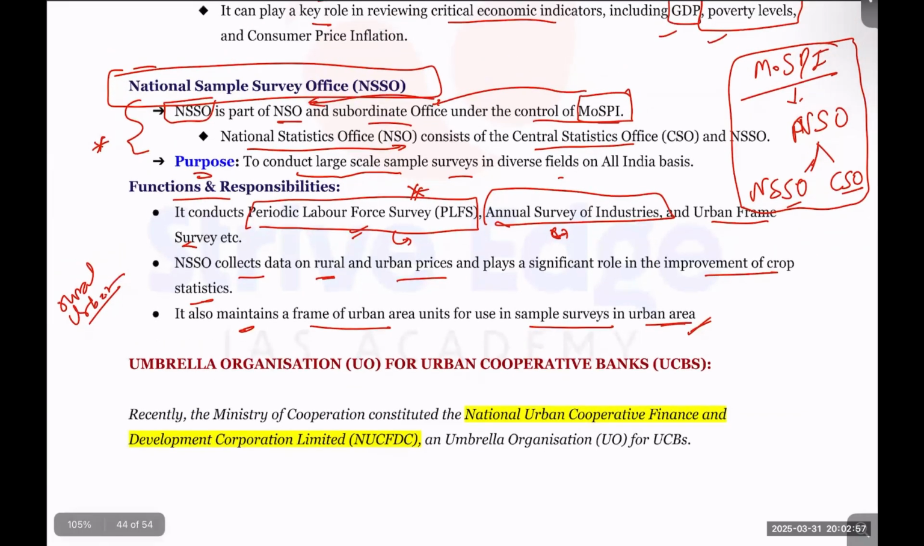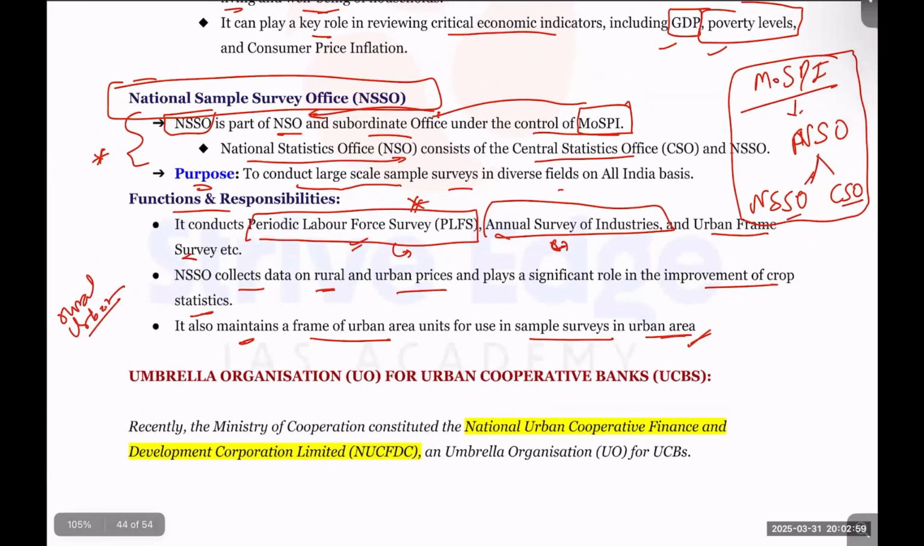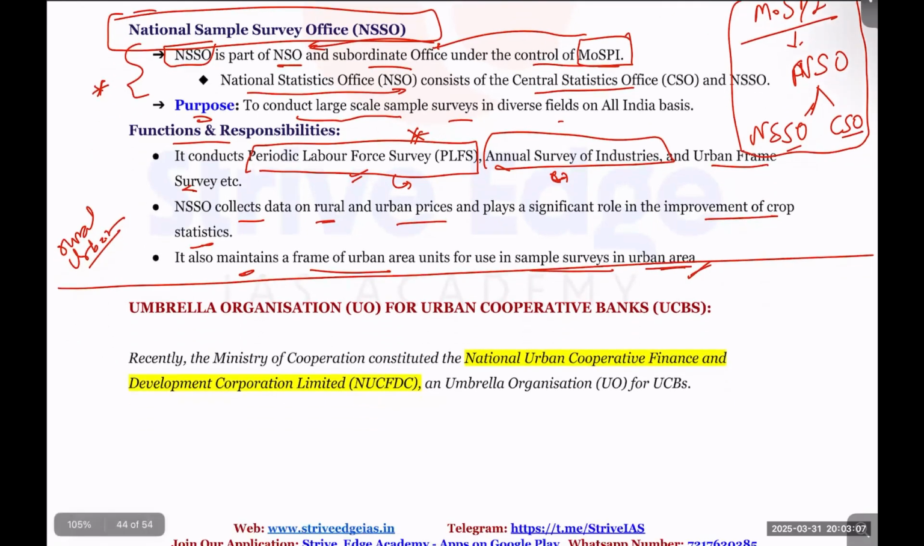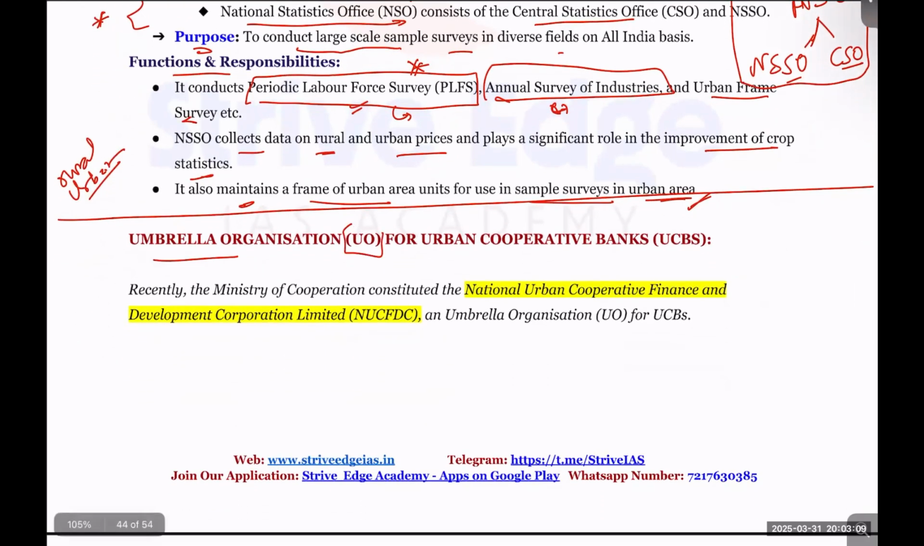So this is all about the household economic survey, the consumption survey that we have already talked about, and this is the end of this topic. Now we will move to the next topic, that is the umbrella organization (UO) for urban cooperative banks, UCBs.